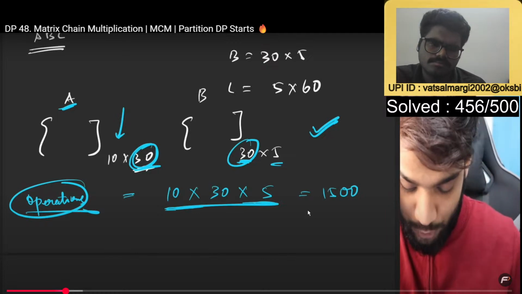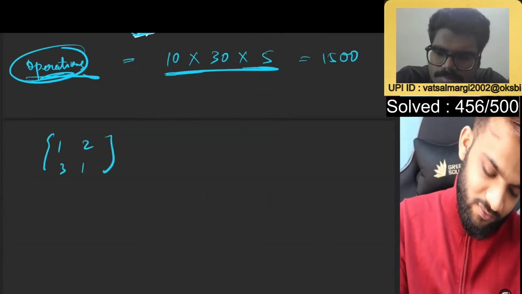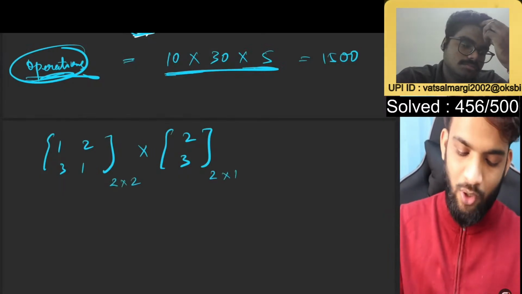That's 1,500 operations, if I've done the calculations correctly. Yeah, I've done it correctly. Now, what are these operations? If I'm multiplying a matrix like this, how many operations do we generally do? This is nothing but a 2 cross 2, and this is nothing but 2 cross 1. So again, this is equal.